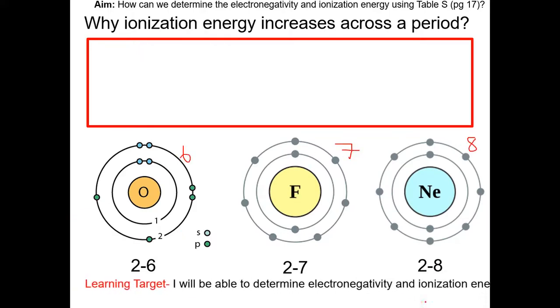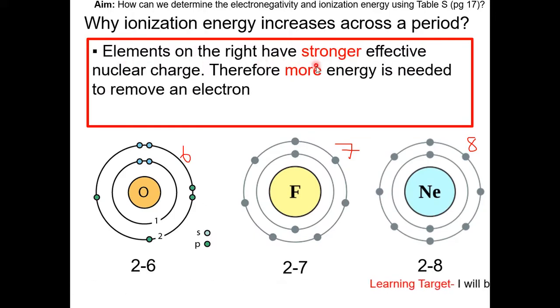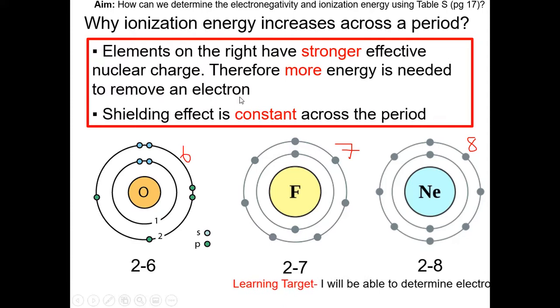So which element has the stronger nucleus? It is neon. So which element will have a harder time removing an electron to form a cation? That would be neon, because neon has a stronger nucleus. Therefore, you need more energy to remove an electron from neon than the other elements. Elements on the right have a stronger effective nuclear charge, therefore more energy is needed to remove an electron. So the shielding effect is constant across the period.